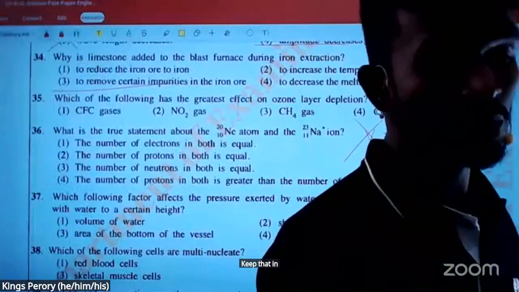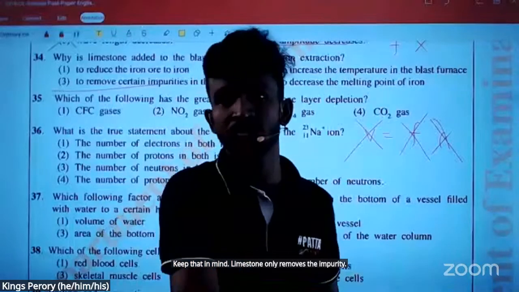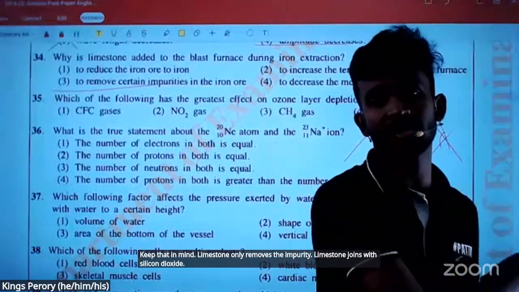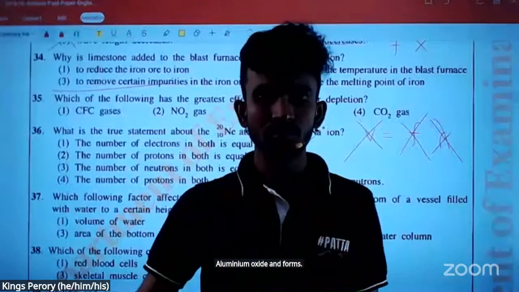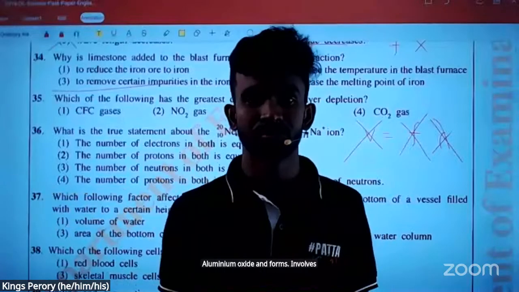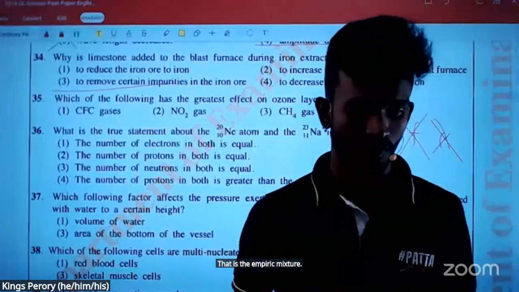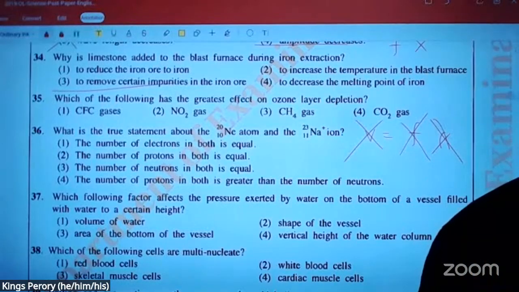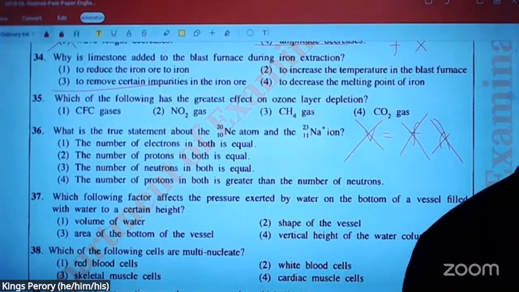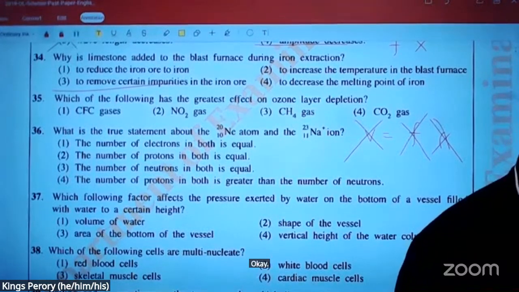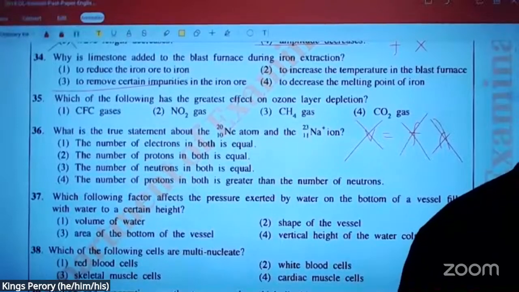Limestone only removes the impurity. Limestone joins with silicon dioxide and aluminium oxide and forms the slag there. That is the impurity mixed. Okay. Keep that in mind.